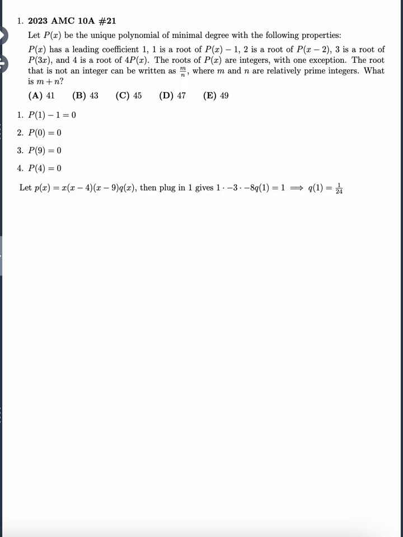But we know that we must have one exception, which is that the root that is not an integer can be written as m over n. So if we want this to be minimal, then the minimal degree would be 4, since if it's 3, then we would have all of them be integers, and we do not want that. So it would be x times x minus 4 times x minus 9 times x minus r, such that 1 minus r is equal to 1 over 24.